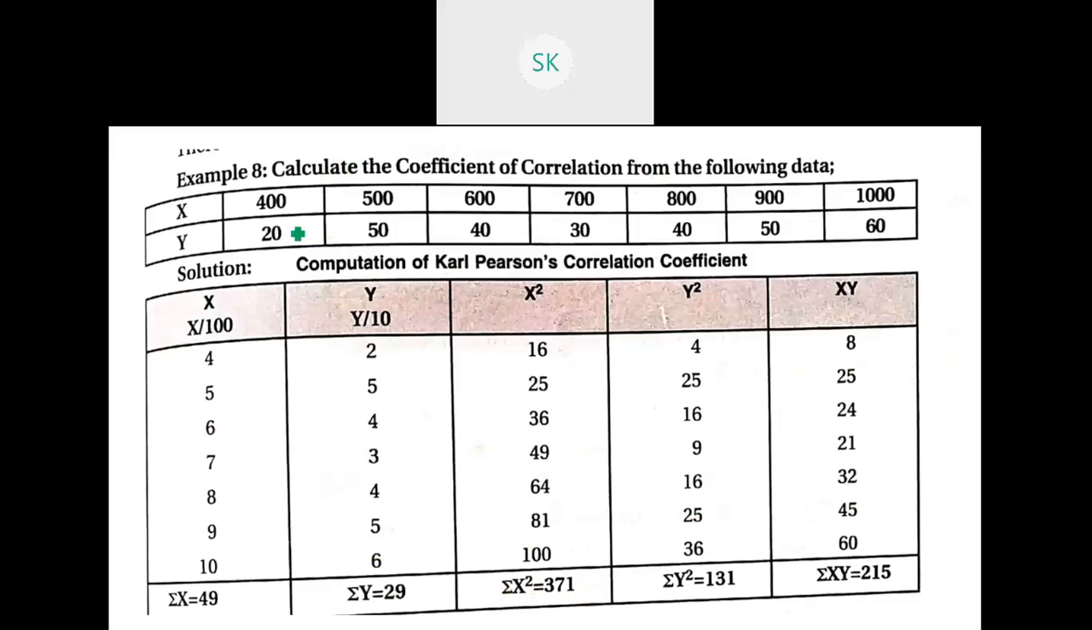Now, the next problem. Calculate the coefficient of correlation from the following data. Simple problem. Again, x is given in hundreds: 400, 500, 600, 700. Two zeros are there everywhere. Next, y is given in tens: 20, 50, 40. So one zero is common.